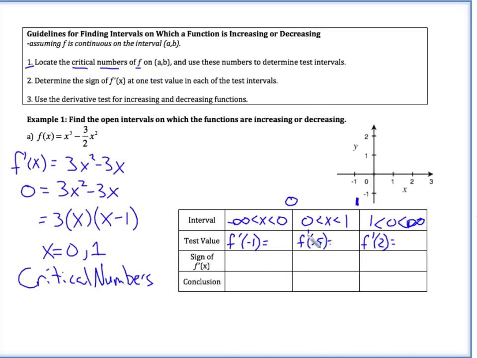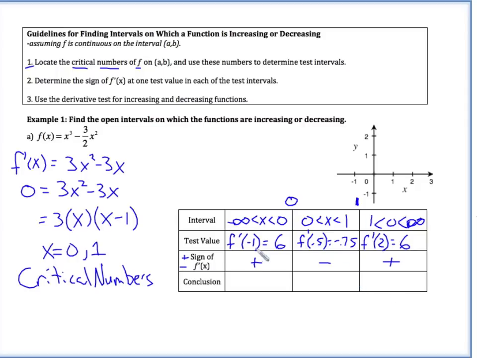Now you can just type these into your calculator, and you could write your values here. So f prime of -1, that is 6. F prime of 0.5, that's -0.75. And f prime of 2 is 6. Now we don't really care what the values are other than the sign of the values. So basically, is it positive or is it negative? In this case, it is positive. Here it's negative, and here it's positive.